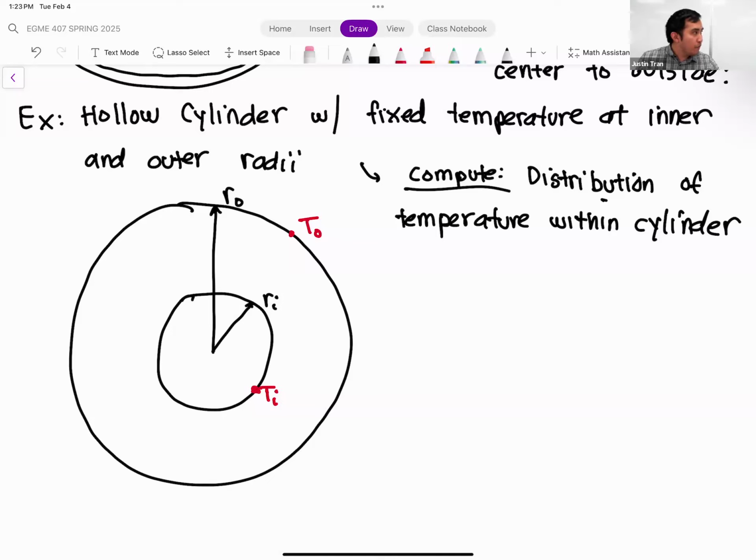So we're not going to be solving for the temperature in the cavity. We're going to assume the cavity is well known. But basically in between the inner radius and the outer radius, that's where we're going to solve our temperature. All right, so let's start with our assumptions.